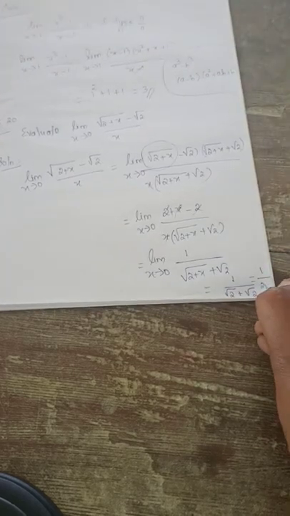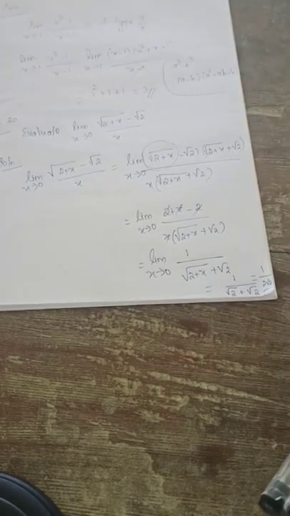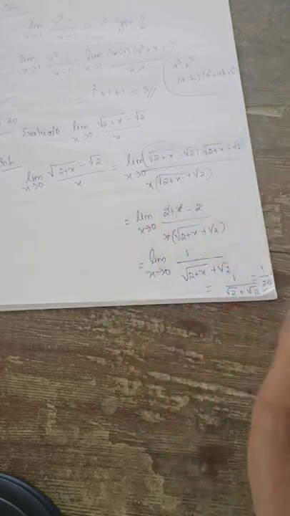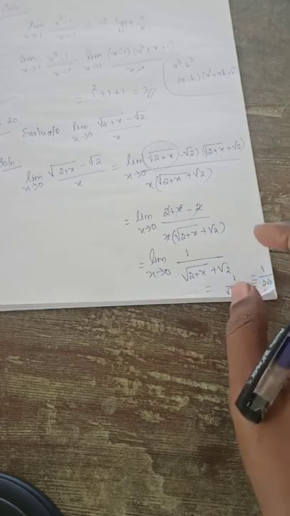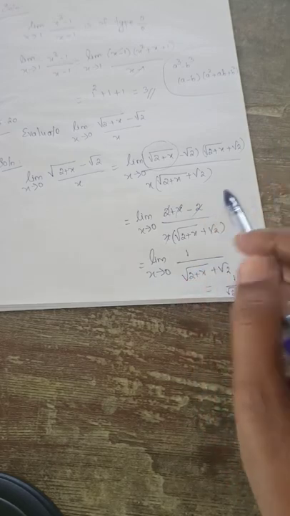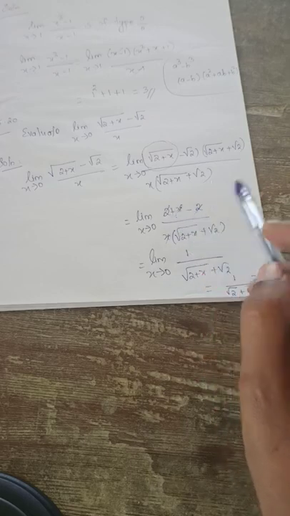So 1 by 2 root 2 is the answer. Understand, students? So what we did? Here we are multiplying both the numerator and denominator by the conjugate. So what will happen? a plus b into a minus b, that is a square minus b square, you will obtain. So 2 plus x minus 2 you will get.